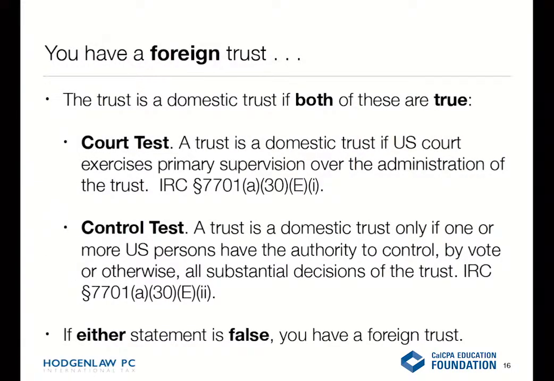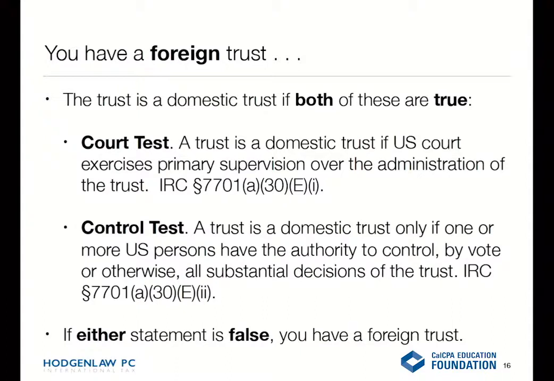So you know you have a foreign trust if we kind of do this in reverse. We look at these two tests, and if both of these two things are true, then you have a U.S. trust, not a foreign trust. But if either one is false, then you have a foreign trust. So two tests to meet.